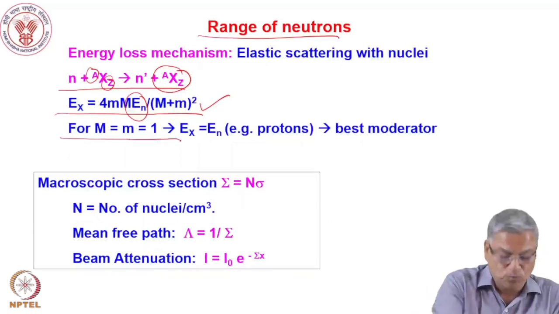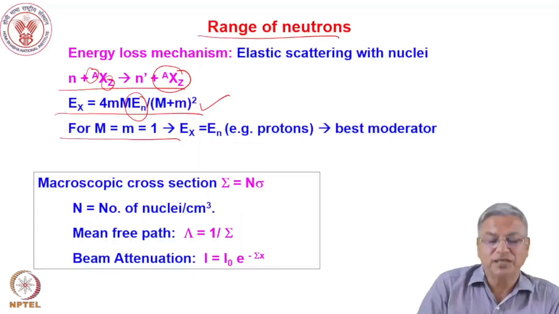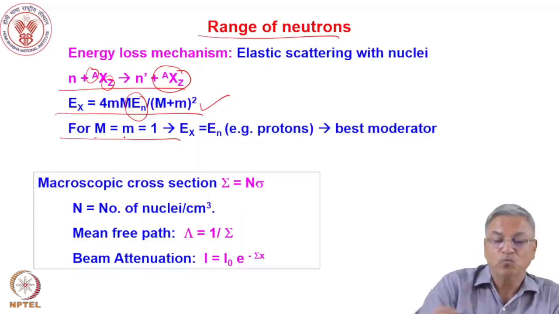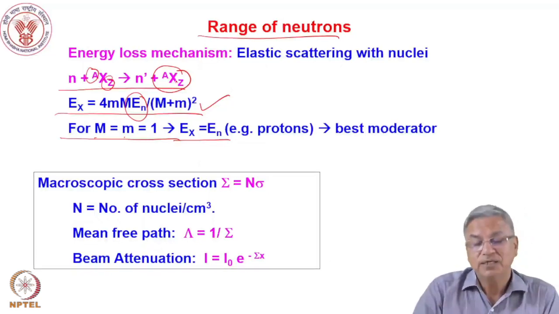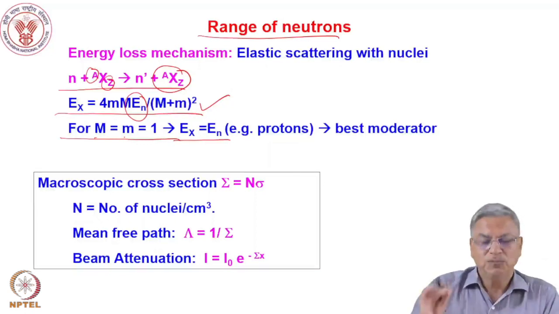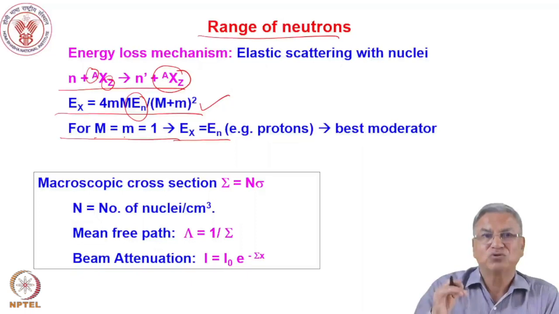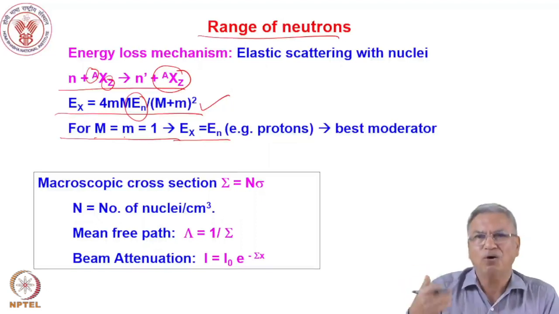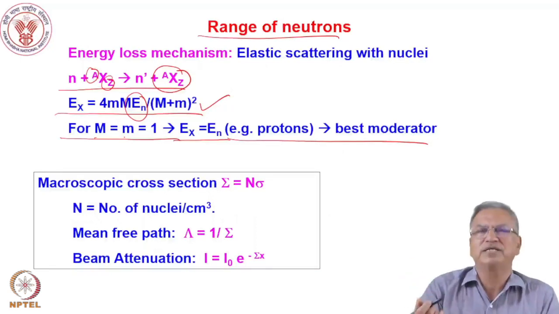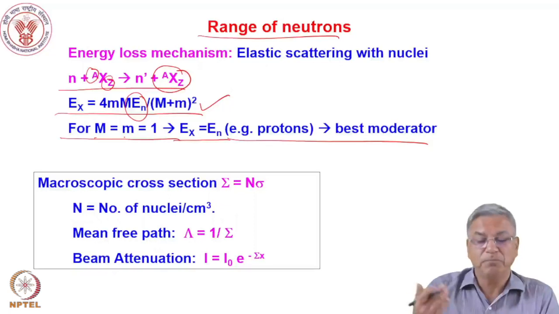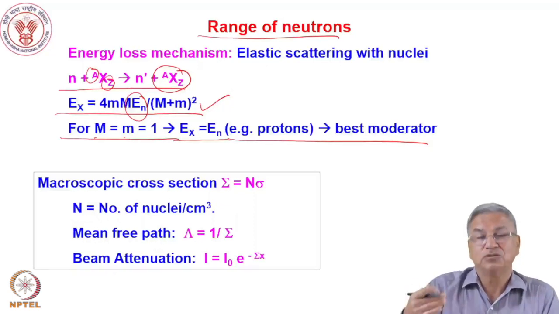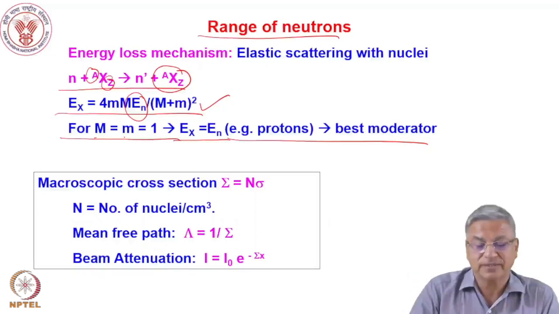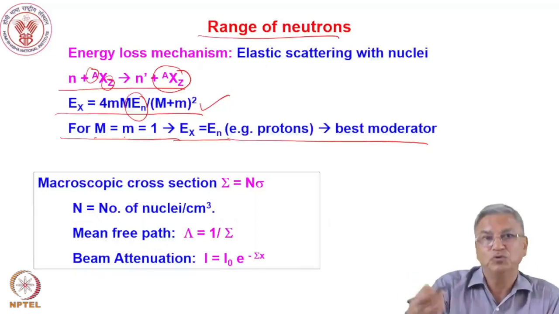Now let us assume protons. Protons and neutrons have relatively the same mass, so M equal to small m equal to 1. If you put the value here, you will find the energy of the recoil will be the energy of the neutron. That means with the proton, when the neutron is interacting, the neutron can give all its energy in one single collision, like in the case of fast electrons. So when you want to reduce the energy of a neutron using a moderator, the proton or hydrogen material is the best moderator. That is why water is used as a moderator in the reactors. There are other problems with water, so we use heavy water.